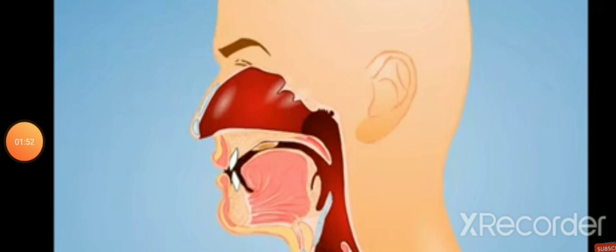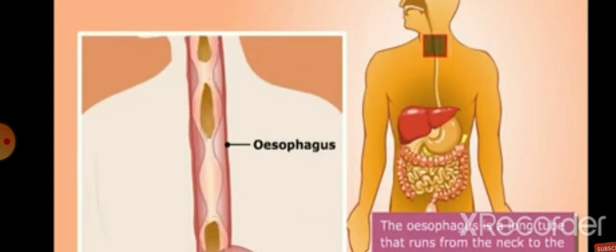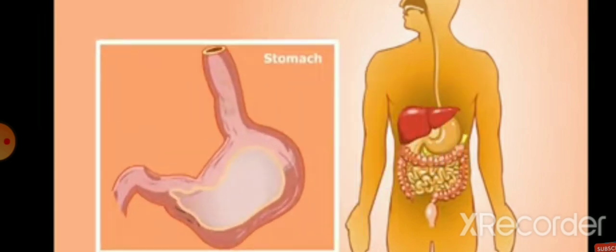Here it is shown that the esophagus runs along the neck and chest and the food is pushed down by the movement of the walls of the food pipe. Actually these movements take place throughout the alimentary canal and push the food downward to the stomach. So next is the stomach.